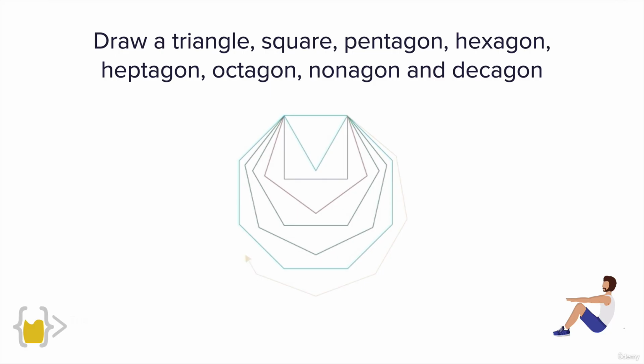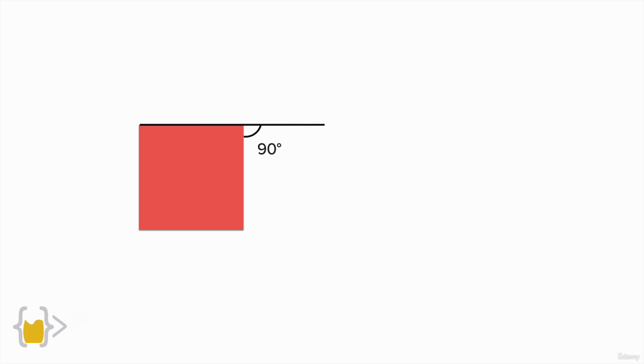All of these shapes overlaid on each other and drawn out in sequence. So you'll have to think a little bit about this, because we know that a square has 90-degree angles. So we could get our robot to go forwards and then turn right 90 degrees and then go forwards again.